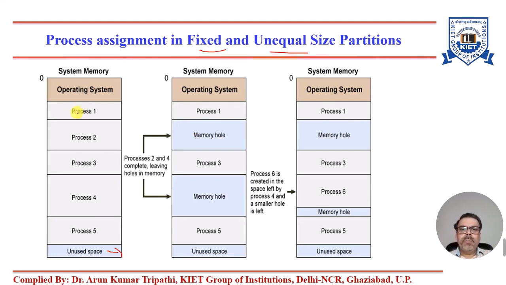So here process 6 is allocated into this space. Process 6 is smaller than process 4, so it leaves a hole in the memory location. So there are three holes, 1, 2 and 3. Initially there was only one hole. When processes 2 and 4 leave, there become three holes in the memory space. This is also treated as a hole in general, and then after a new process arrives in the memory, this also becomes a hole.